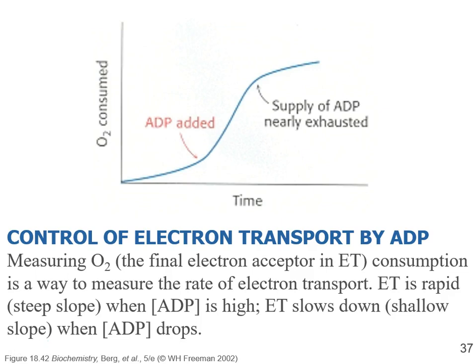So again, measuring oxygen, the final electron acceptor, is a good way to measure the rate of electron transport. And electron transport is rapid when the concentration of ADP is high, and it slows down when ADP drops. So this is going to cause electron transport to be very, very rapid if you had DNP, because if you have DNP, remember you have the DNP shuttling the protons, and you're not getting ATP synthase. So that means ADP concentration is going to go way up. So that's the other thing that happens when you add DNP, is that you have a very rapid rate of electron transport.